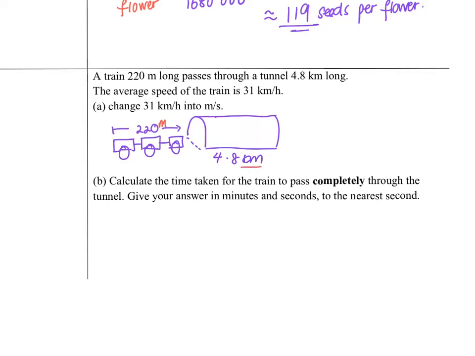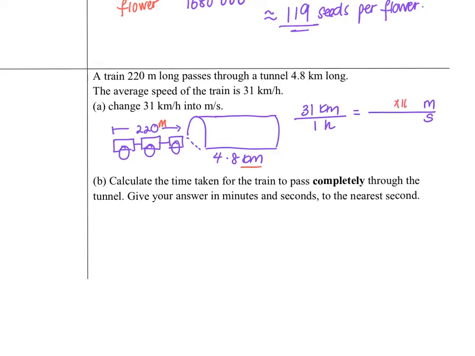So are they of the same units? No, right? So we probably need to do some changing of the units a bit later. Now, next they tell me that the average speed of the train is 31 kilometers per hour. And they ask me to change this into meters per second. So I know that I have 31 kilometers for 1 hour. I want to change it into meters per second.